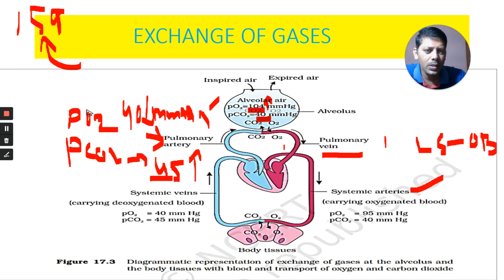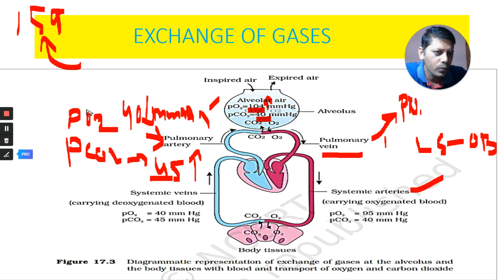Okay, external respiration: exchange of gases between blood and alveoli in the lungs. This is external respiration. Okay, now the pulmonary vein. Now oxygen has entered here, carbon dioxide has left from here. Okay, now in the pulmonary vein, PO2 is the partial pressure of O2.